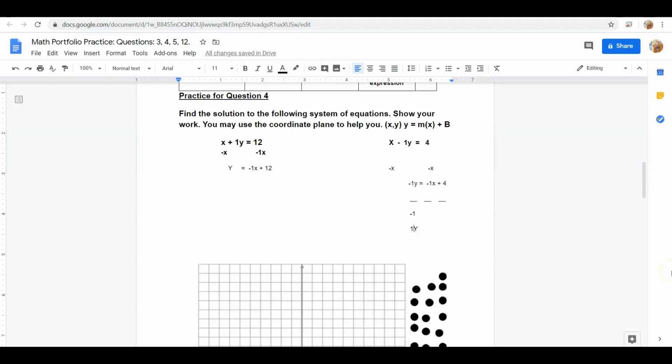But in math, we don't need to actually show the 1 in front of the variable, so we could just leave it as y. But for the rest of these, we also need to divide by negative 1. So negative 1x divided by negative 1 is going to equal positive x. And then positive 4 divided by negative 1 is going to equal negative 4. So what this just accomplished is we turned these two equations into equations right here, 1 and 2, that we can graph.